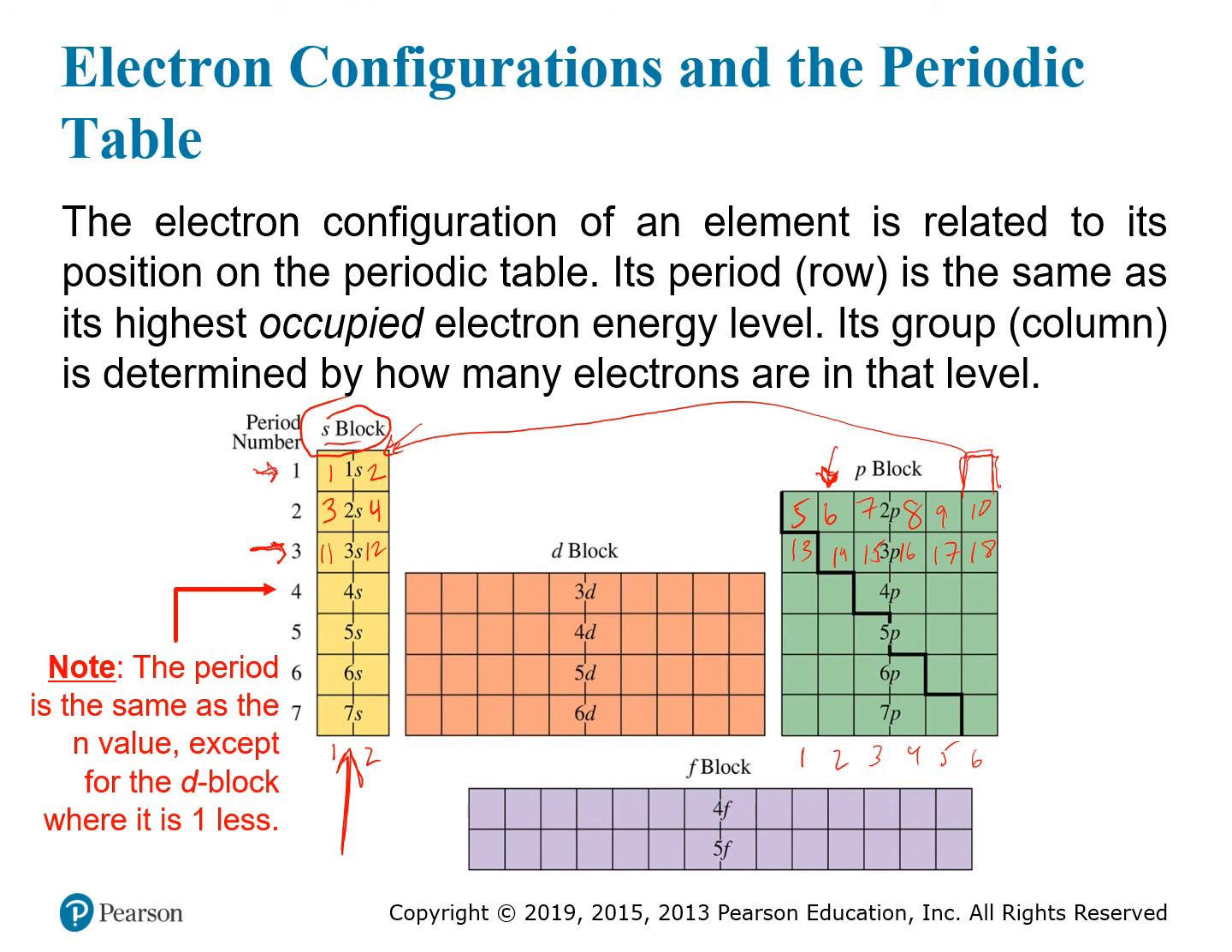Okay, for the transition metals, this is shifted a little bit, and it's shifted because of that order that we saw previously on one of the first slides in this lesson, where after the 3p orbitals, instead of going directly to 3d, it goes to the 4s instead, and then after 4s, it goes back to the 3d. So the period is the same as the highest energy n value for the element, except for the d block, where it's offset by 1. The highest energy level is 1 less than the period.